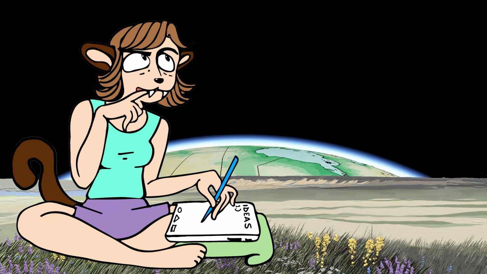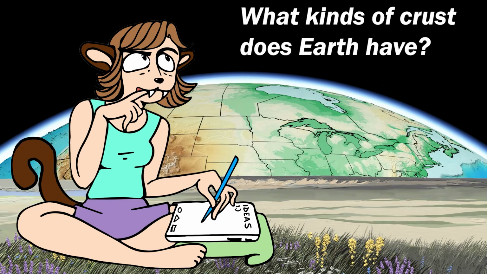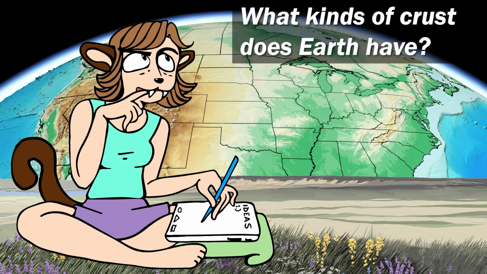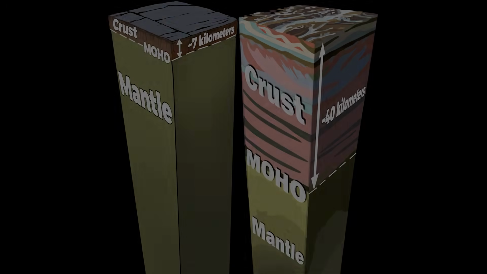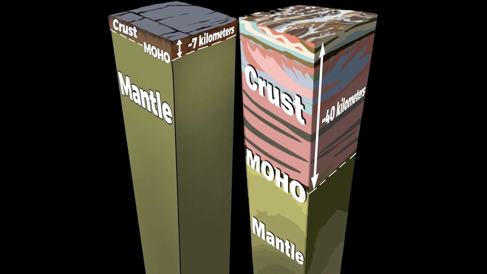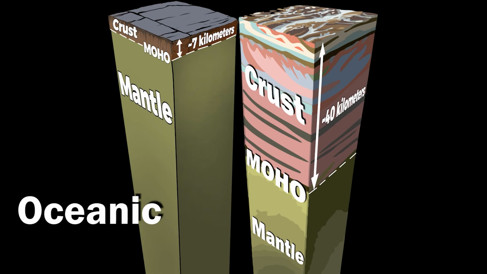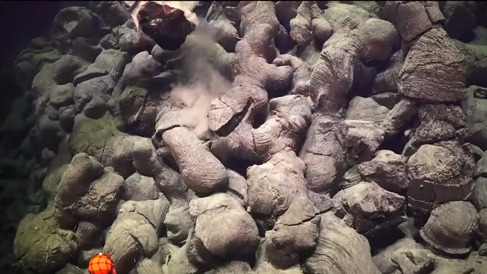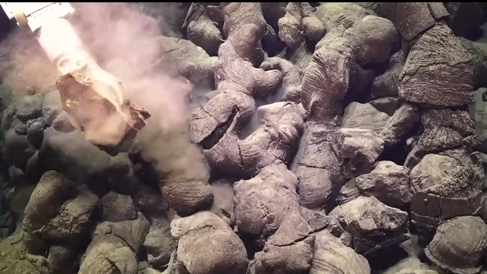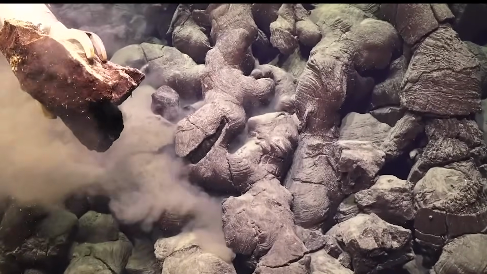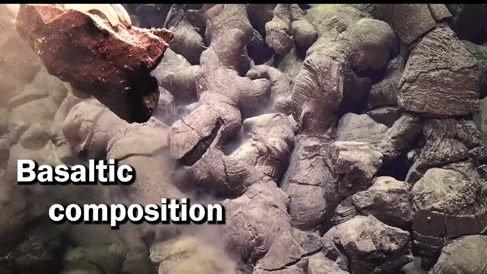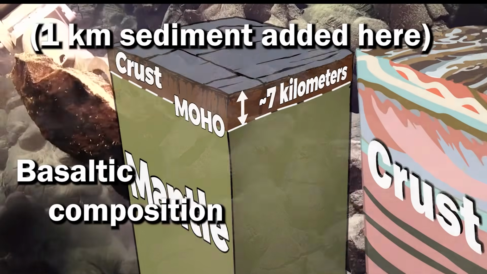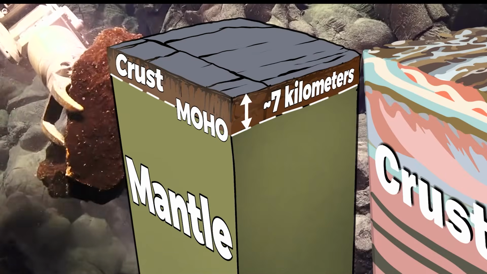Before we look at U.S. continental crust, let's review what kinds of crust Earth has. Earth's outermost layer, the crust, comes in 2 types, oceanic and continental. Our planet's ocean floors are made of oceanic crust, which has a broadly similar basaltic composition and is about 6 kilometers thick the world over.